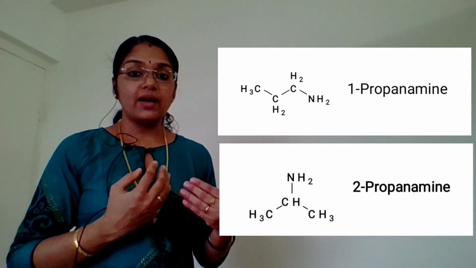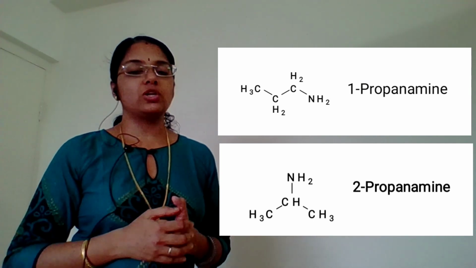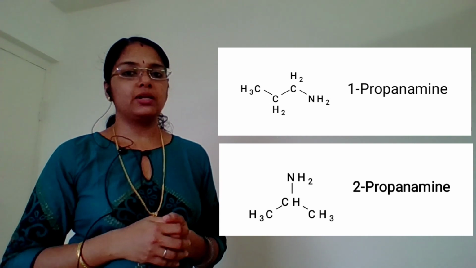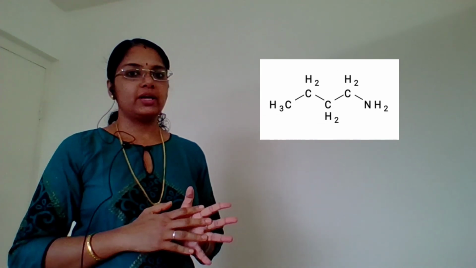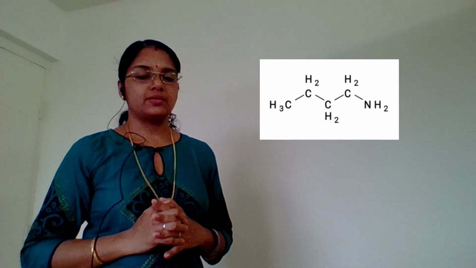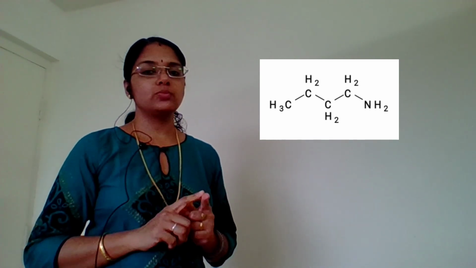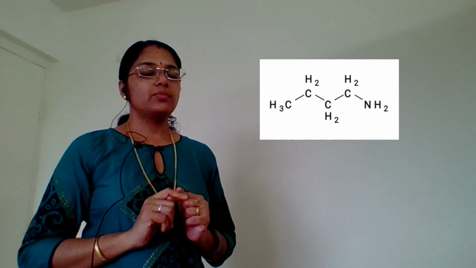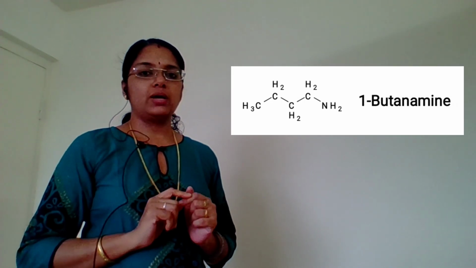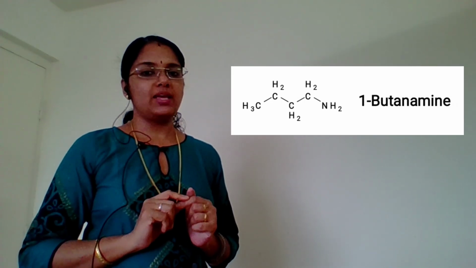We have to number the position of the amine-containing carbon atom, and that should have the least number. Consider the next structure. It contains 4 carbon atoms and an amine is attached at the terminal carbon. So it should be numbered first. So it can be named as 1-butanamine as its IUPAC name.